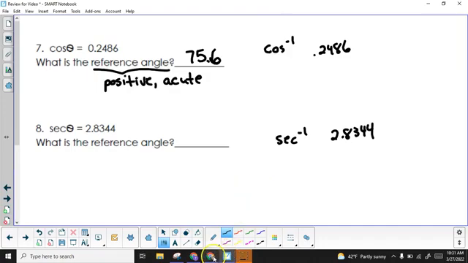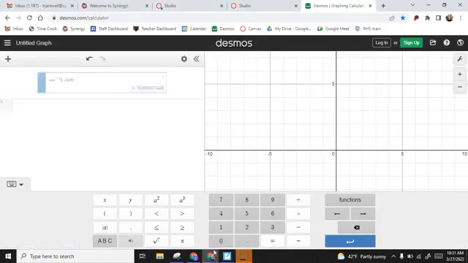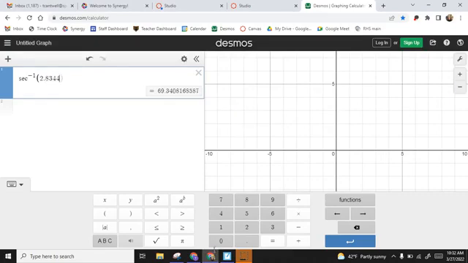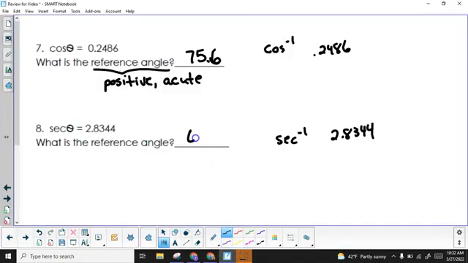For our next one, we're going to do the inverse secant. So we'll find inverse secant of 2.8344, and we get 69.3. Okay, and so that's our answer. That is a positive acute angle. And so it is 69.3. If we had gotten something that was not a positive acute angle, then we would need to find the reference angle, which is how far is it from the nearest x-axis.